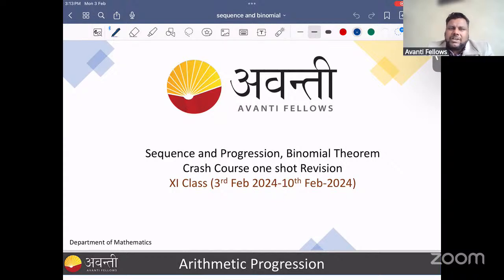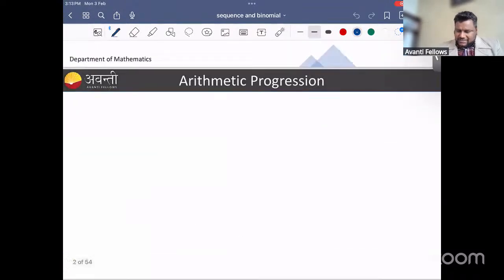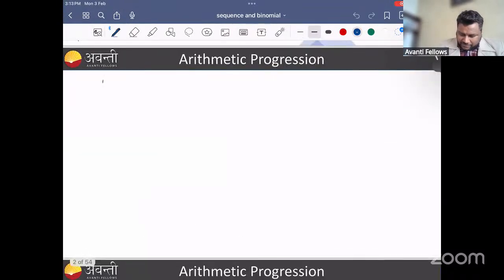Not all the concepts, because there are very few classes. Like in today's and the next class, we will be covering sequence and progression. And in the next two classes after that, we will be covering binomial theorem, their examples, their properties, questions over them, which have been there in JEE Main, JEE Advanced. So we will be doing all that. All right. So today I'm going to start with sequence and progression. The first thing that comes into picture is arithmetic progression.